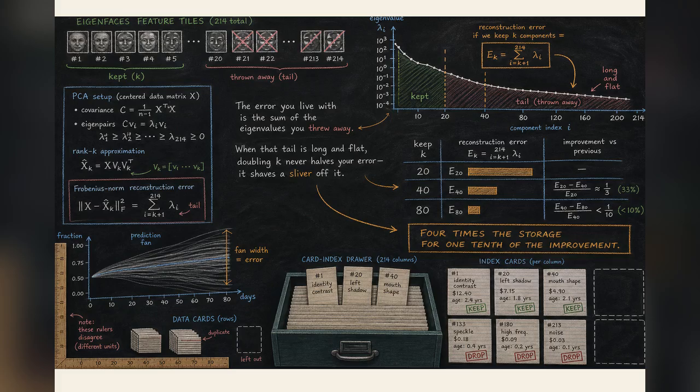Then comes the arithmetic that should drive your choice, because your reconstruction error is the sum of the eigenvalues you threw away. When that tail is long and flat, doubling the number of components you keep never halves your error, it shaves a sliver off it. On the eigenfaces data, going from 20 components to 40 cut the error by roughly a third, and going from 40 to 80 cut it by less than a tenth. 4 times the storage for 1/10 of the improvement.